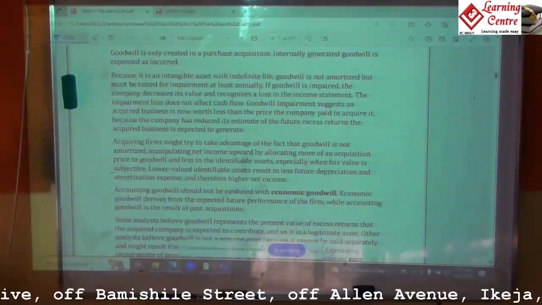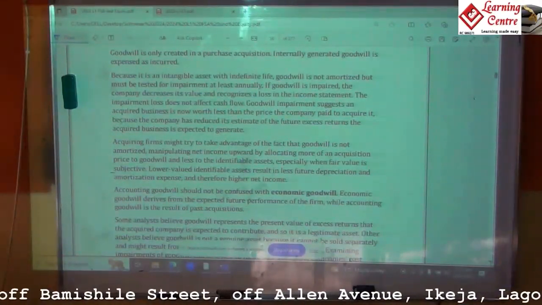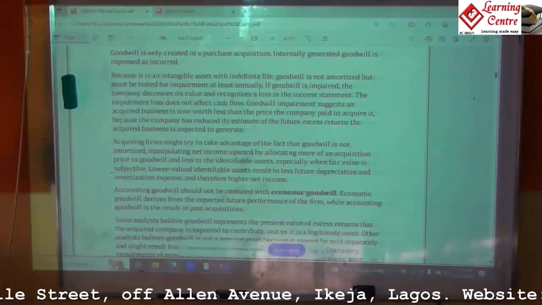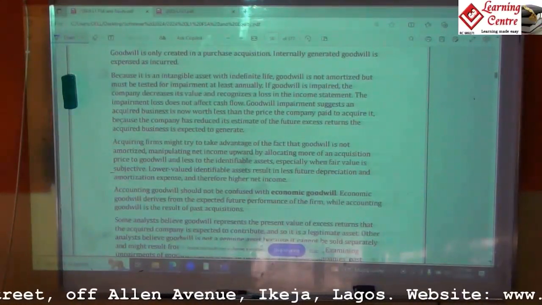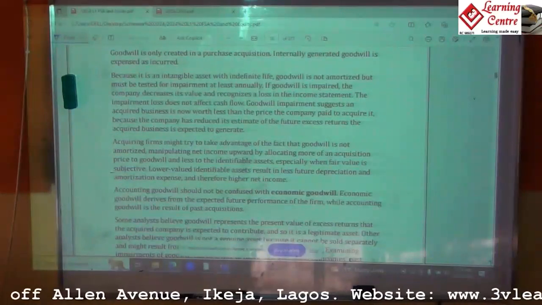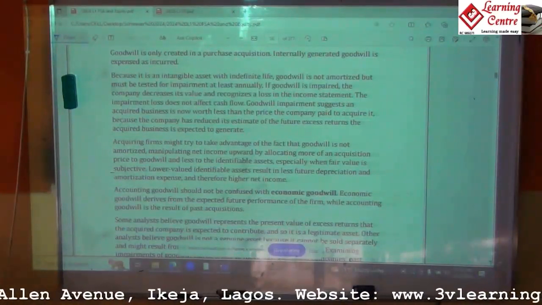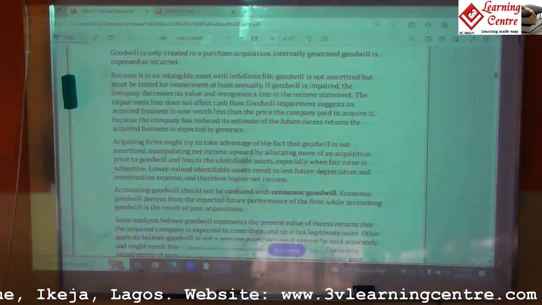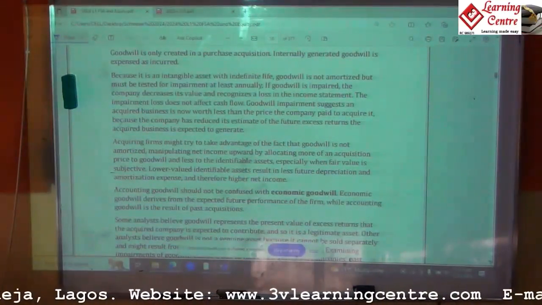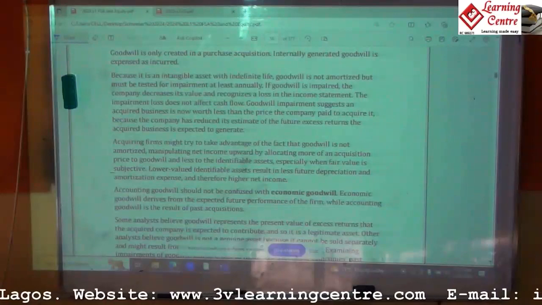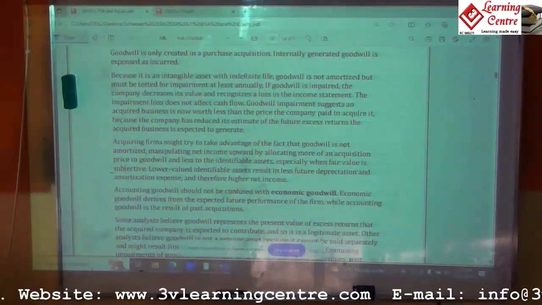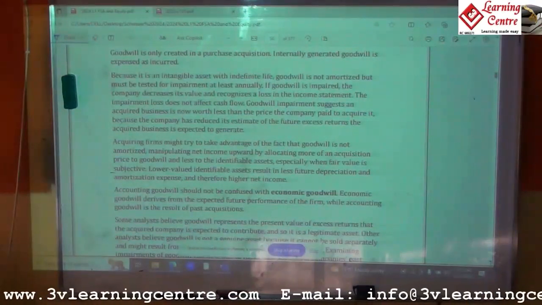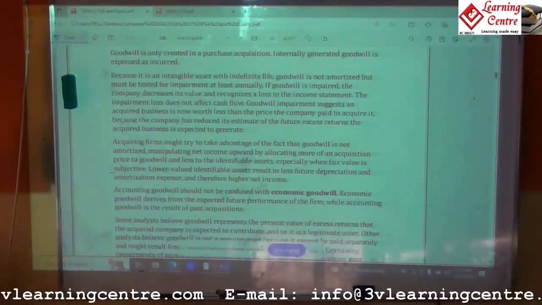So one of those ways in which accountants can be fraudulent is through goodwill. Do you understand? When we get to the last chapter, I'll tell you some of those ways in which an accountant can be fraudulent. One of those things they can do is make unrealistic gain for themselves. You can use goodwill to create unnecessary income.